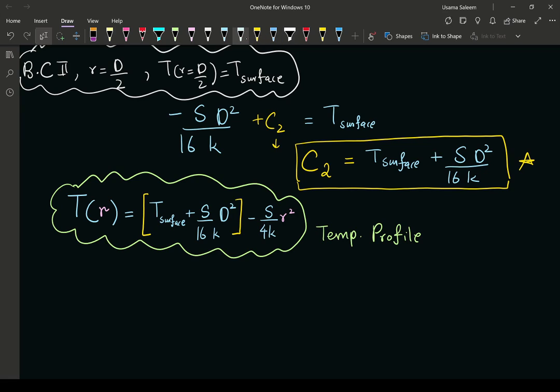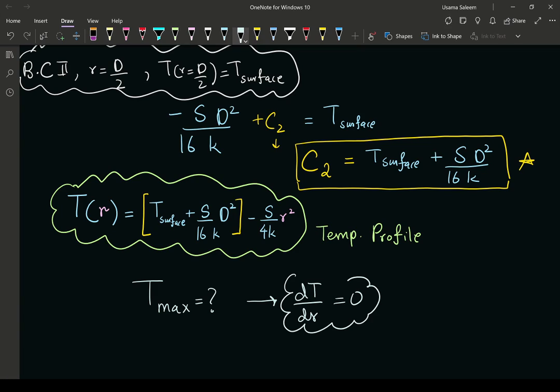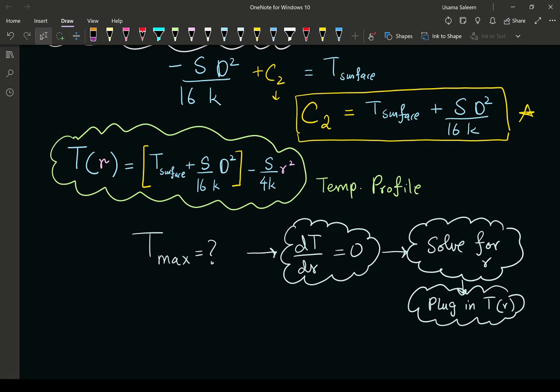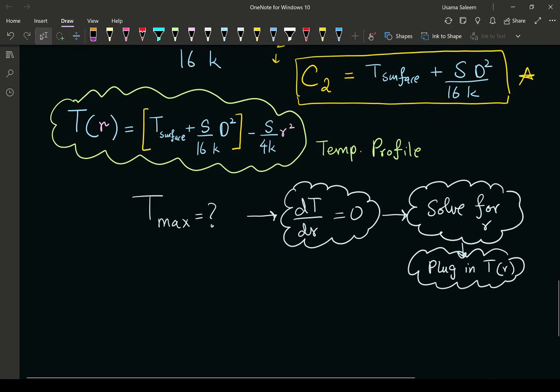I want to find the maximum temperature. That's what I'm looking for. Okay, how am I going to do that? I'm just going to take the derivative, set that equal to 0, remember calculus. And then I'm going to solve for r, the value of r that gives me the maximum temperature, and then I'm going to plug it back into my temperature profile. That's going to be a little homework for you guys. Where does the maximum temperature occur? I think some of you can already solve it in your head, but give it a try.